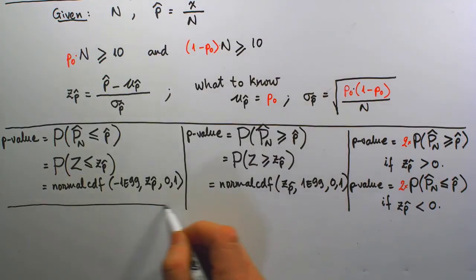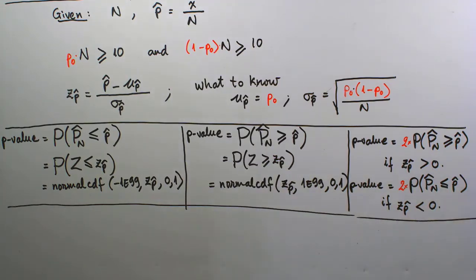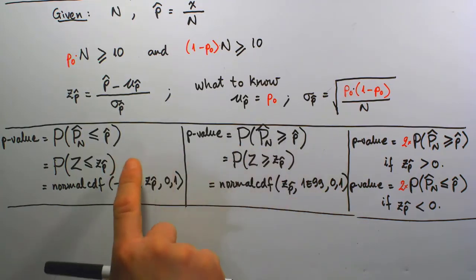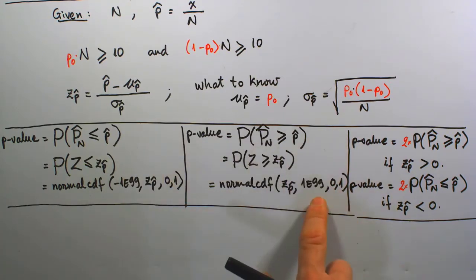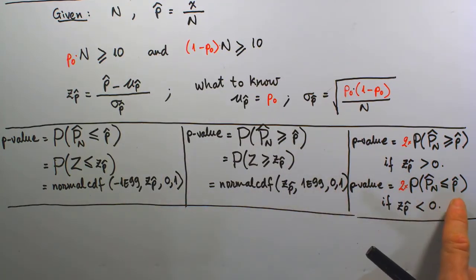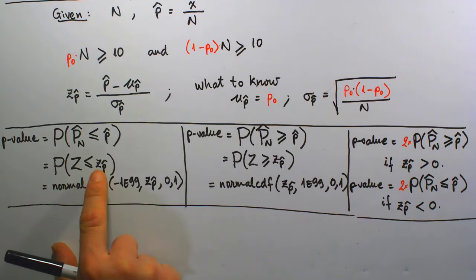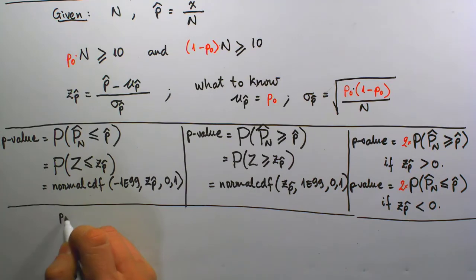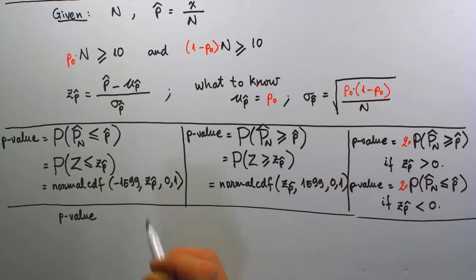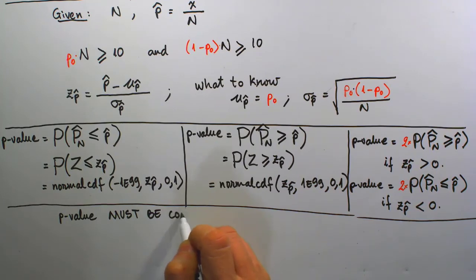Now that we have done calculating the p-value successfully, which depends on the different cases of our test, this is how we're calculating the p-value for left tail. This is how we're calculating the p-value for right tail, and this is how we're calculating the p-value for a two-tailed test. Now, once we have finished calculating the p-value for our test, from what we have seen throughout the examples, our final p-value must be compared.